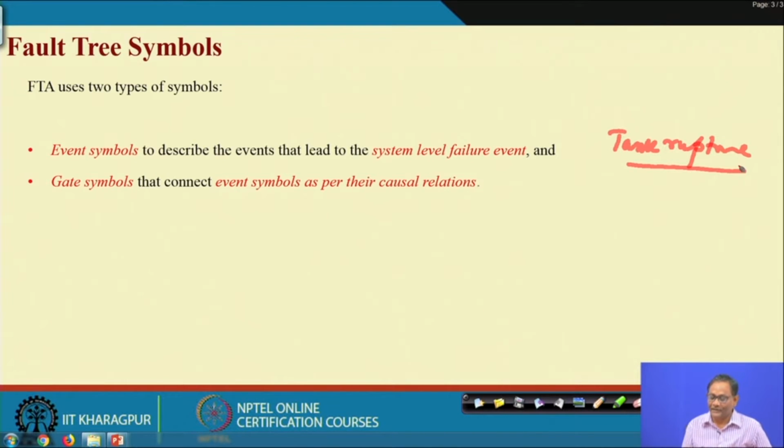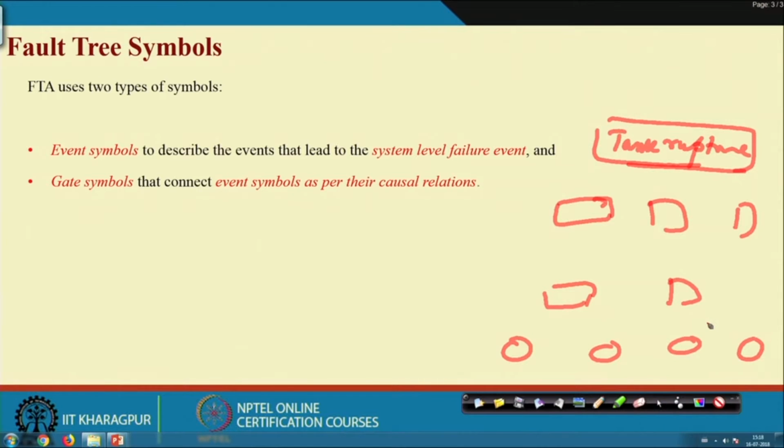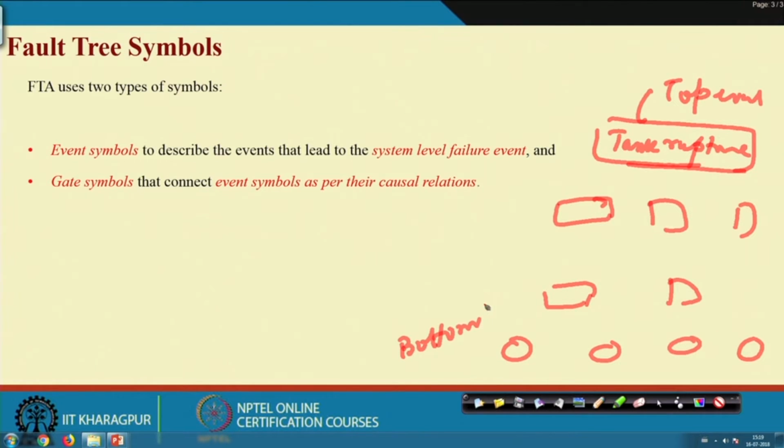That is basically the top event, and then there will be many intermediate events. We will put the explanation in a box. There will be many intermediate boxes, and many other symbols will be coming. We will see later on. So, what I mean to say is that this is our top event, and these are the basic events or bottom events or component level events.